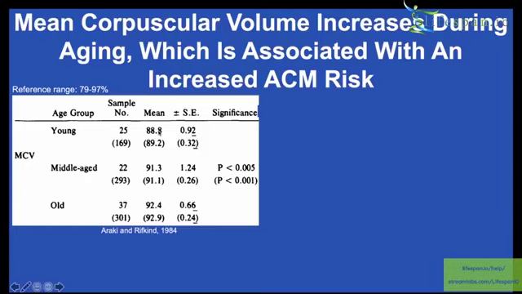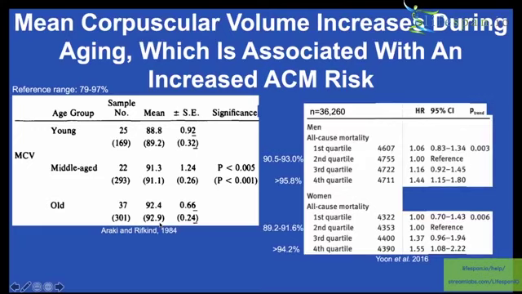So when looking at the data longitudinally, we see that the MCV, mean corpuscular volume, increases from 88.8 all the way up to 92.4 in old. Now, looking at the data cross-sectionally, so just groups of young, middle-aged or old that were not tracked longitudinally, we see basically similar data. MCV increases during aging.